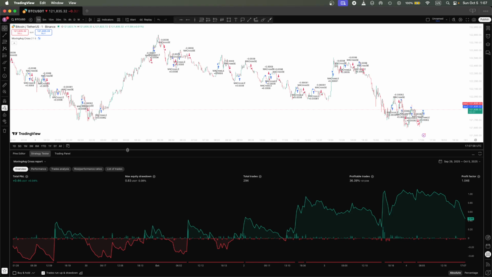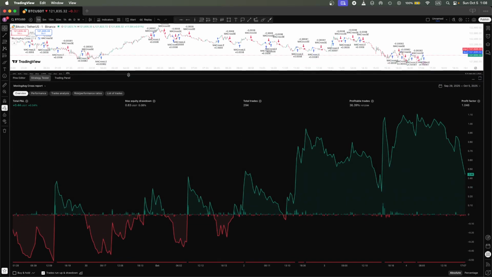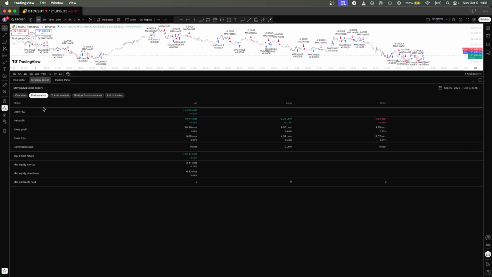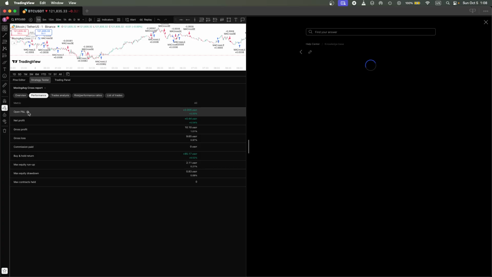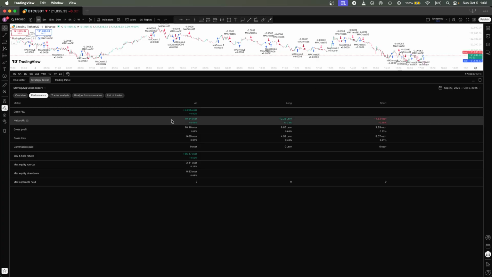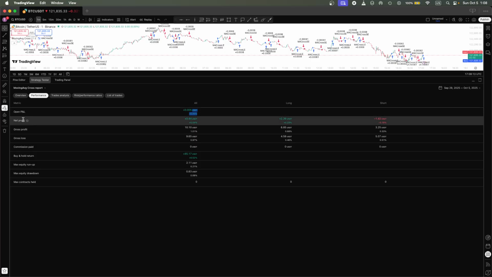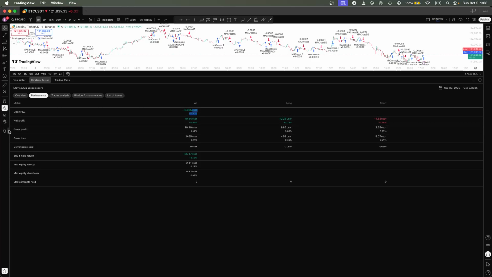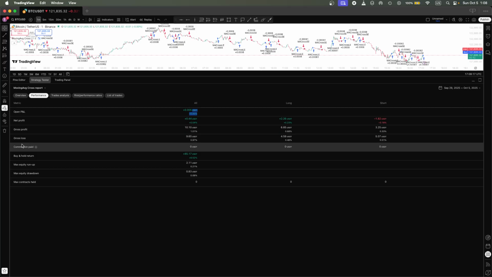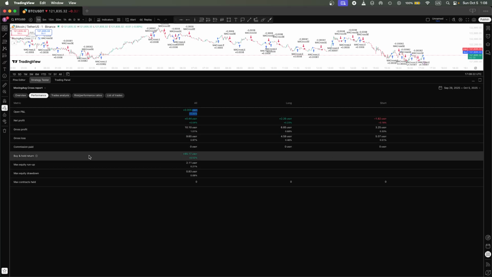The next tab, we can always make this bigger. The next tab is performance. So here it shows you the open PNL, currently the open profit or loss, the net profit, the gross profit, gross loss, how much commission you have paid. Since we have put 0, it's showing nothing.